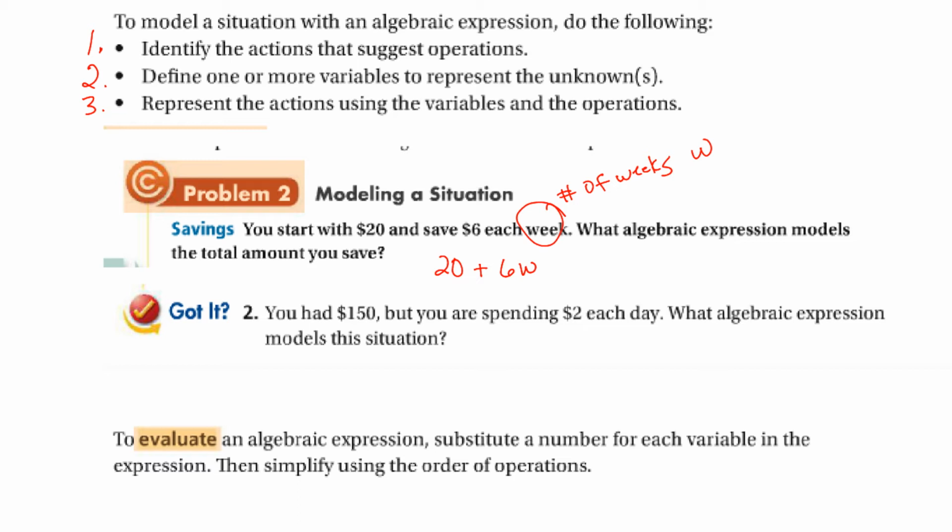When we evaluate an algebraic expression, you substitute a number for each variable in the expression, then simplify. So when we evaluate, we first substitute, then simplify. So referring back to our guiding question, what is the difference between evaluating and simplifying? Simplifying, we just get to the answer. Evaluate, we substitute first, then simplify.